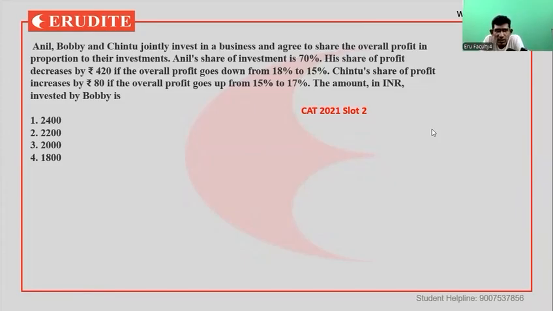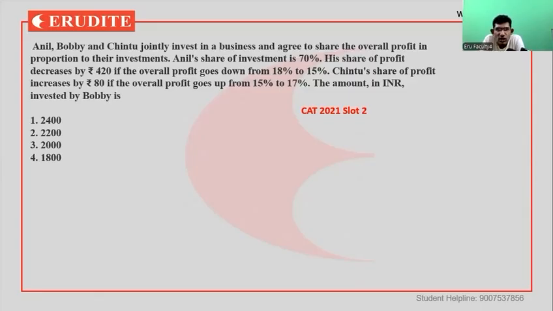So it says Anil, Bobby, and Chintu jointly invest in a business and agree to share the overall profit in proportion to their investment. That is the basic hypothesis of partnership. That means sharing profit or loss in the ratio of their investment, which is already stated. Now, Anil's share of investment is 70%, which means his profit share will also be 70%.